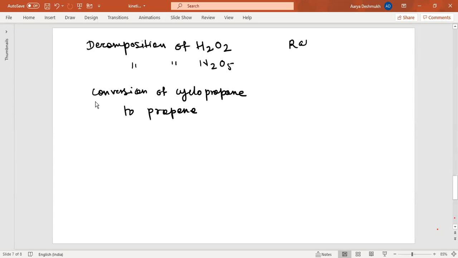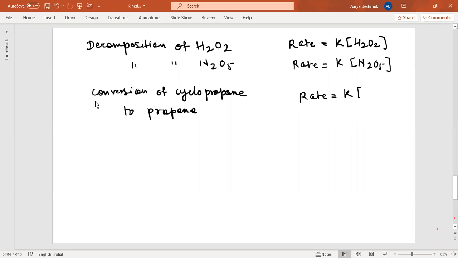So the rate for this reaction can be written as k into the concentration of H2O2. For this one, you can write rate equals k into the concentration of N2O5. And for this one also, you can write the rate of the reaction equals the rate constant into the concentration of C3H6, that is cyclopropane. So these are a few examples which you will come across in your numericals or in the MCQs many times: decomposition of H2O2, N2O5 and so on.